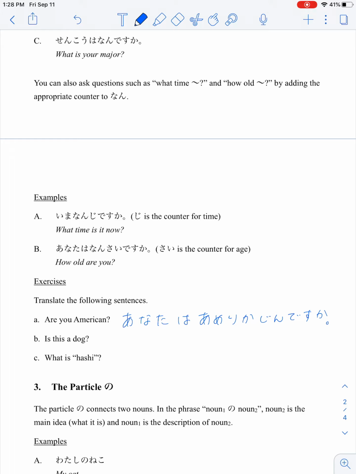For those of you who are familiar with katakana, we usually write America in katakana. So that would be America.